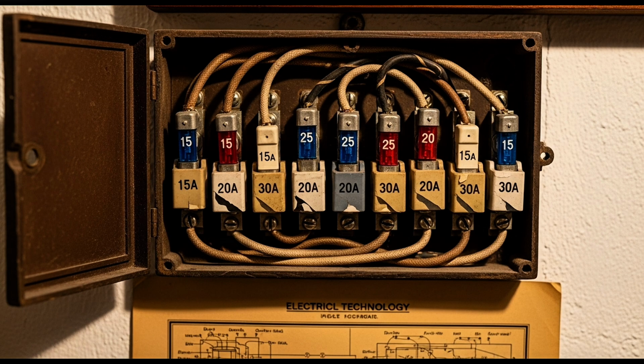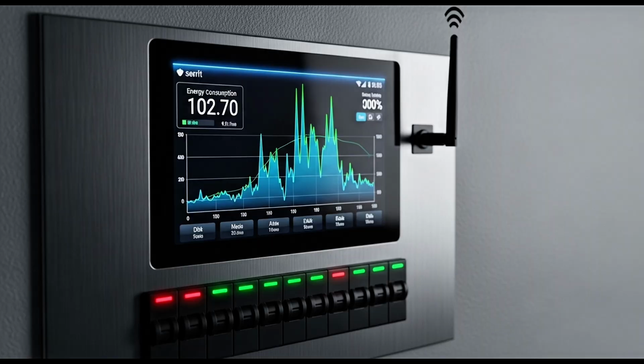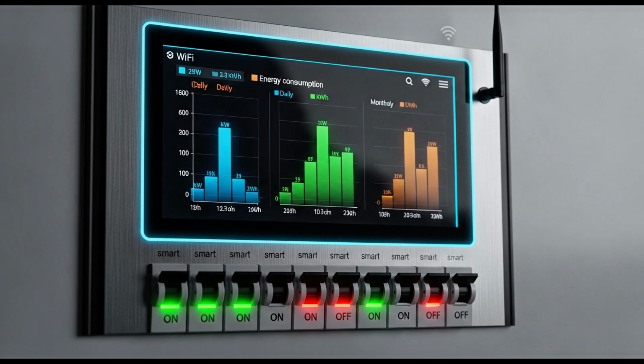The magnetic mechanism responds to instantaneous short circuits. When a massive surge of current occurs, hundreds or thousands of amps, the magnetic field generated by that current pulls a solenoid plunger that instantly trips the breaker. This happens in fractions of a second before damage can occur.